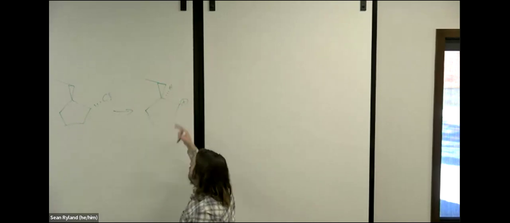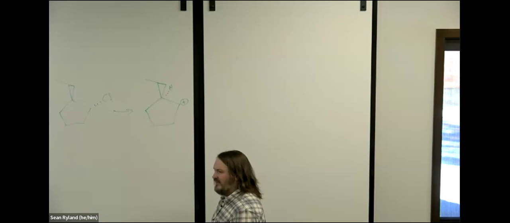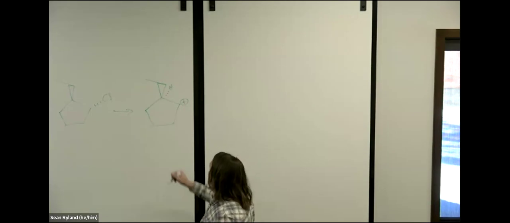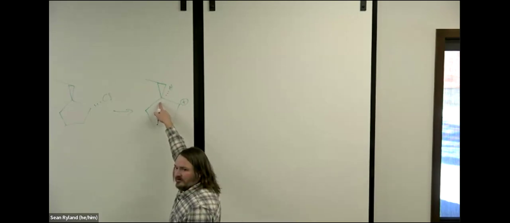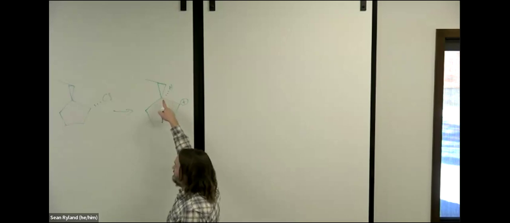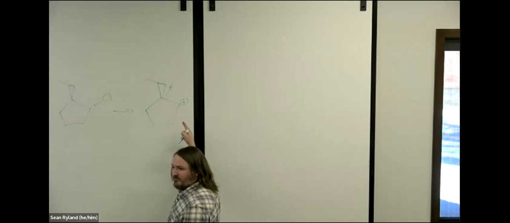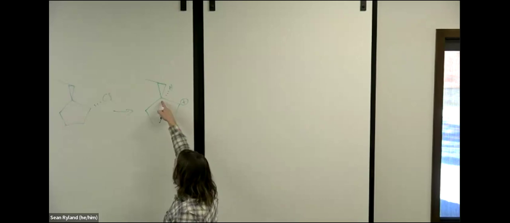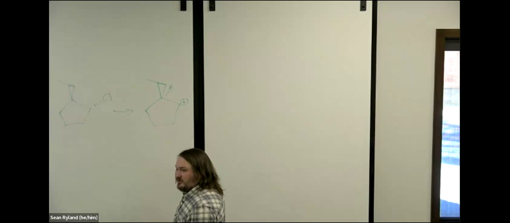So an ethyl group won't move over. An ethyl group's too big. A methyl group can move over if this was a dimethyl, where we didn't have an adjacent hydrogen, but we did have two adjacent methyls. One of the methyls could move over, like we talked about before. An ethyl group really won't do that.